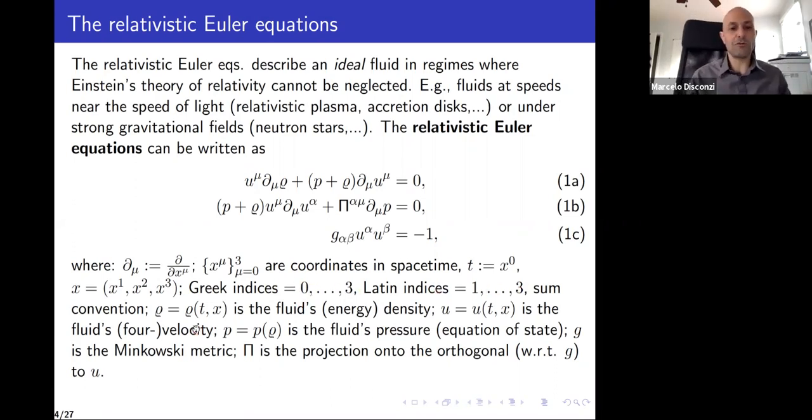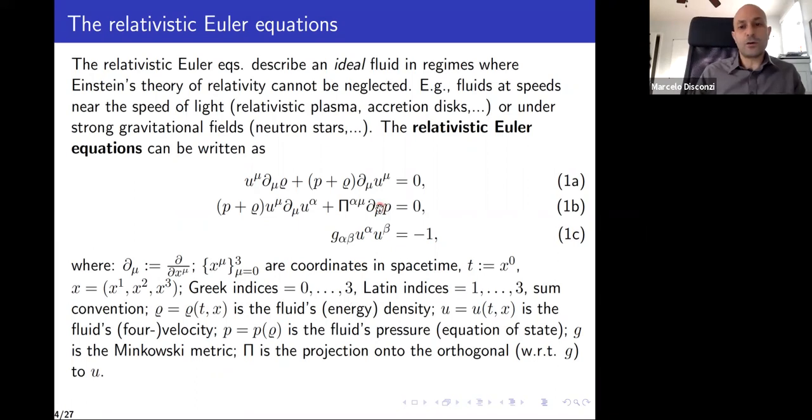And I'm using the sum convention that whenever you have a repeated index like this, it's summed over its range. Then in these equations, rho is the density of the fluid, and u is the velocity of the fluid. So sometimes we call it the four-velocity to emphasize the fact that in relativity, the velocity is not a vector field in space, but it's a vector field in space-time. So it has 4 components. And they are, of course, both functions of time and space.